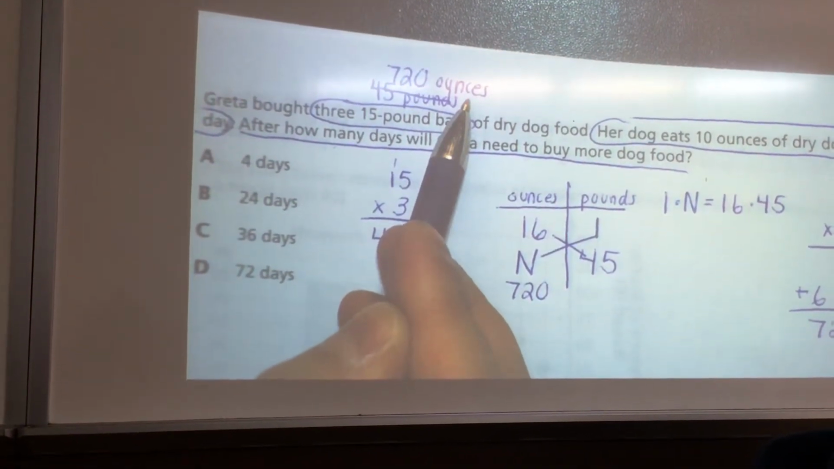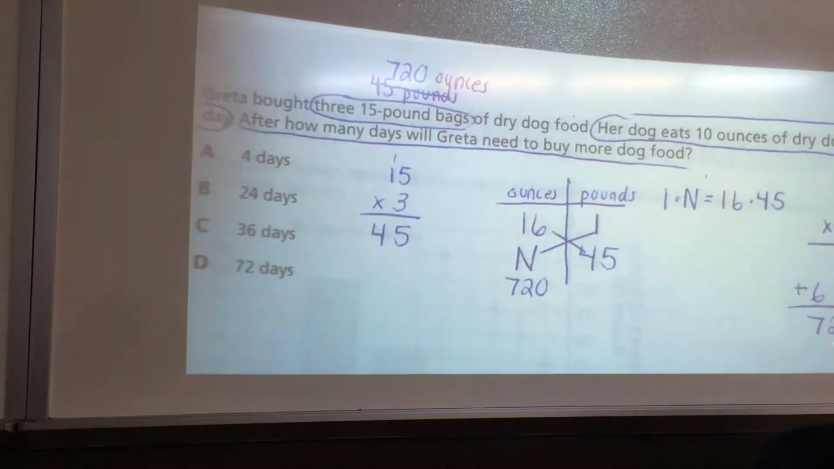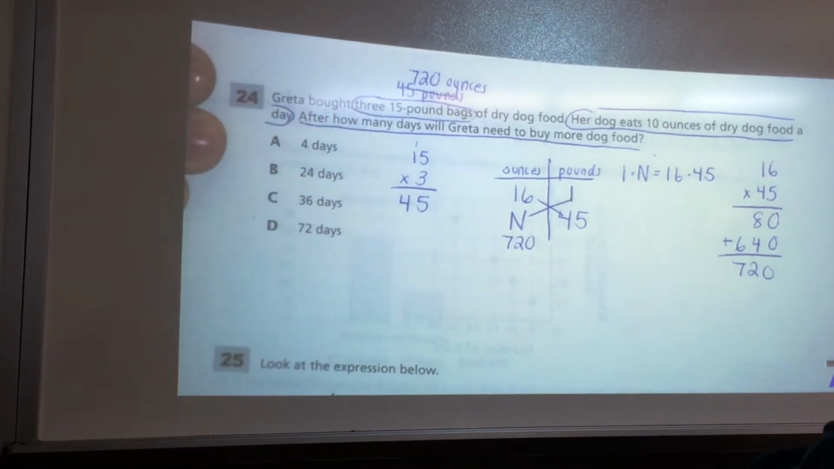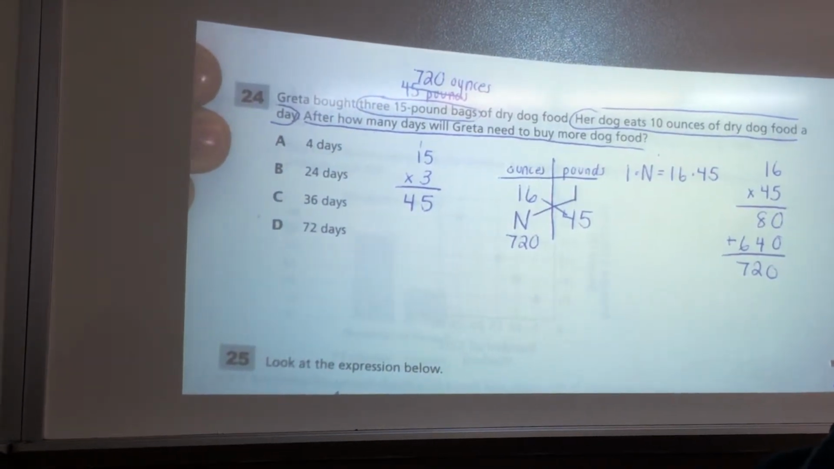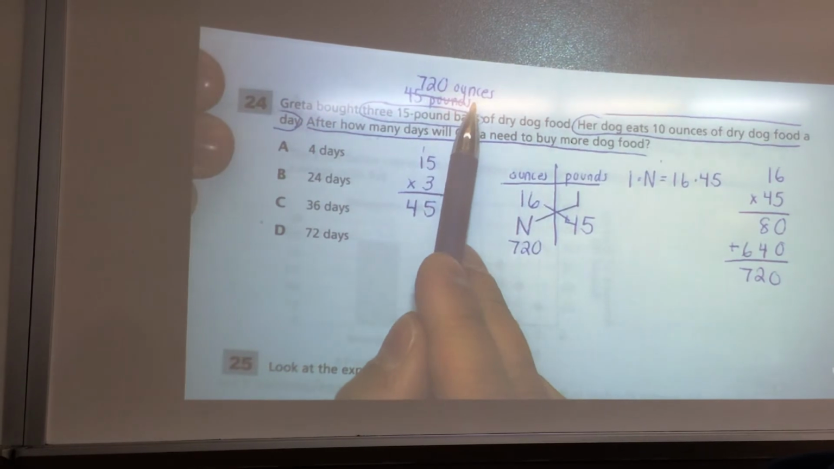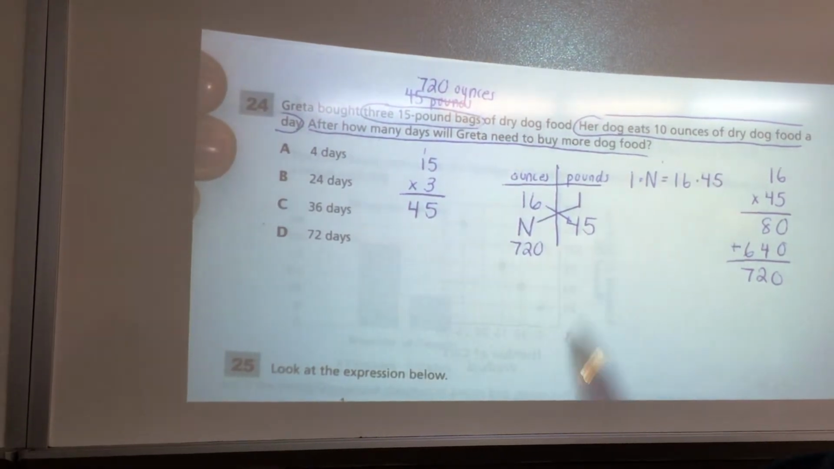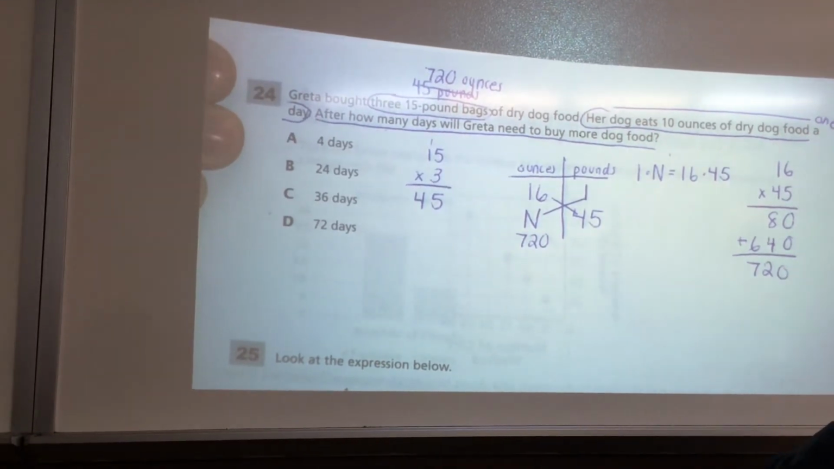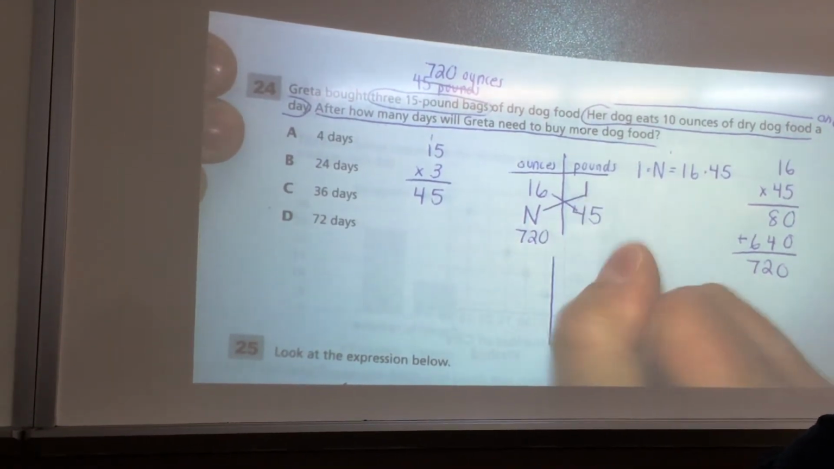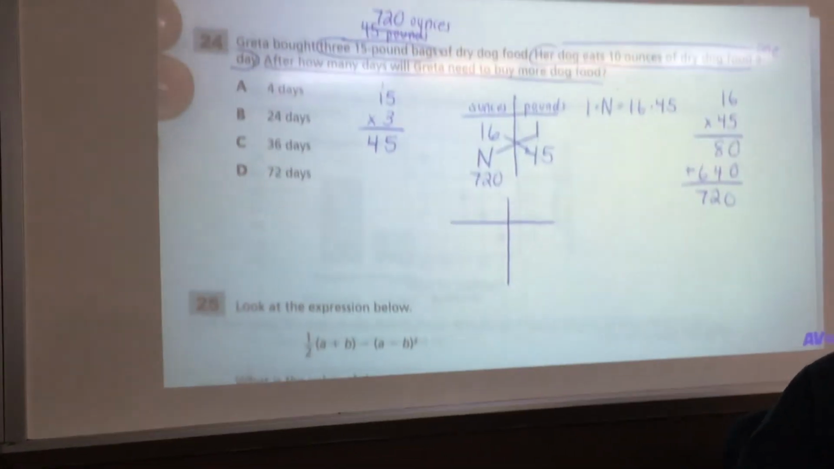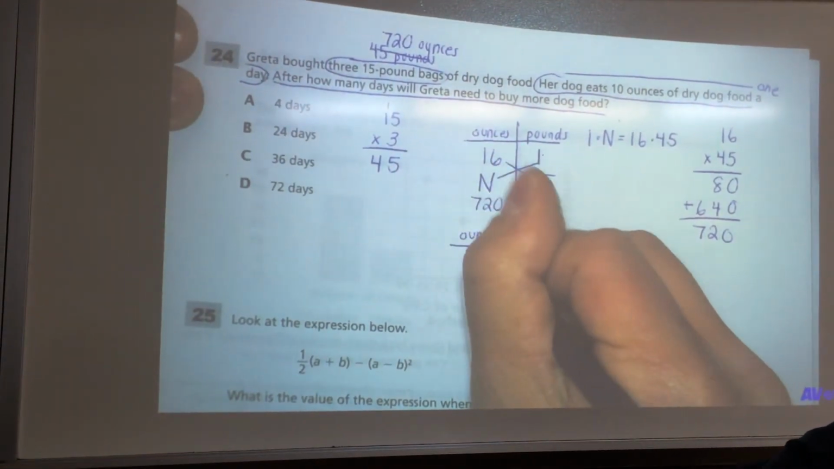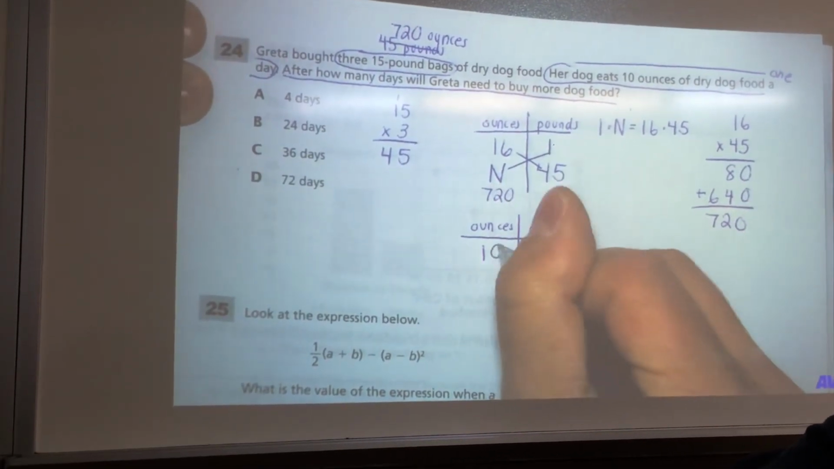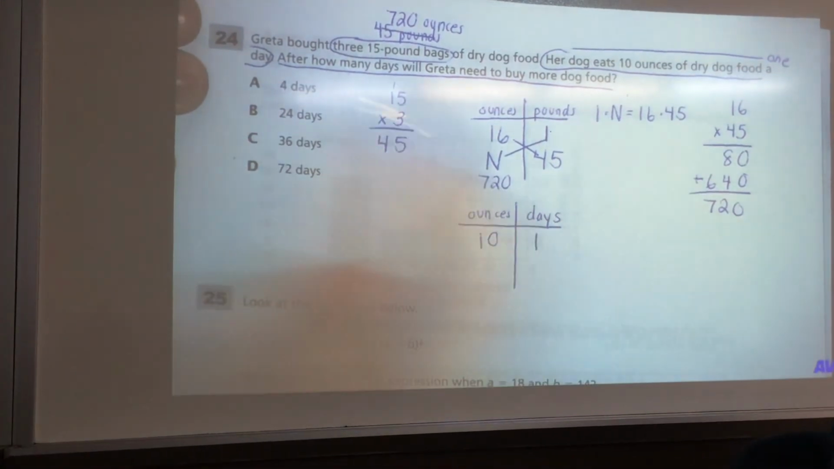Why did we make it into ounces? Because it said the dog eats 10 ounces of dry dog food a day. So now, the last step to this problem, if you have 720 ounces of dog food and the dog eats 10 ounces a day, and a day means per day or every 1 day, so we're gonna make, believe it or not, one more ratio table. In this case, we have the ounces of dog food and the number of days. This weird dog eats 10 ounces of food in 1 day.